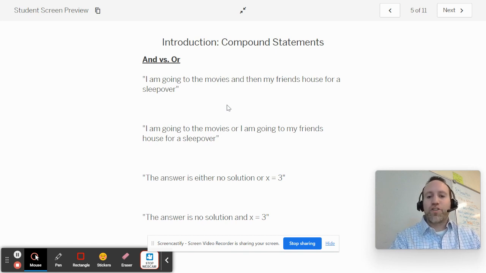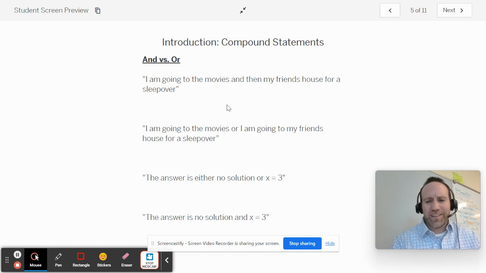The answer is either no solution or x equals 3. So if I said that and the answer is x equals 3, I'm good. If the answer is no solution, I'm good. If the answer is x equals 10, I'm not good because I said it would be either x equals 3 or no solution. The next one, the answer is no solution and x equals 3.